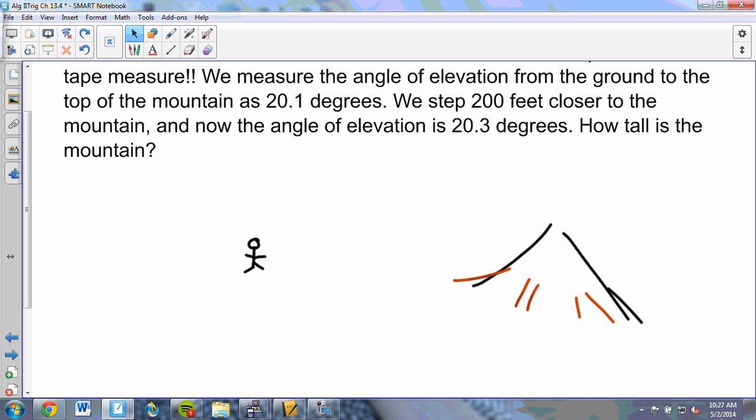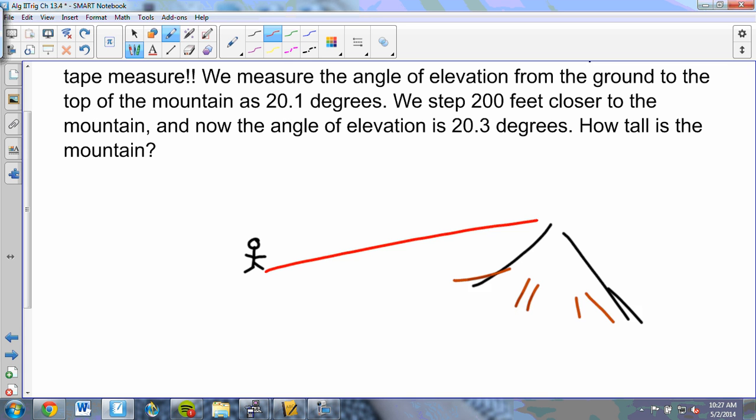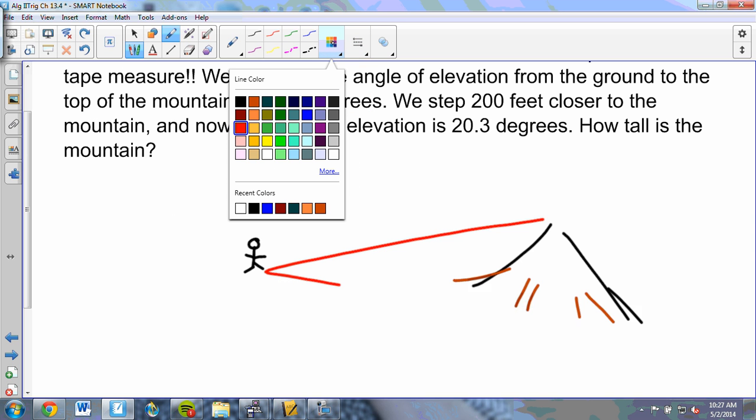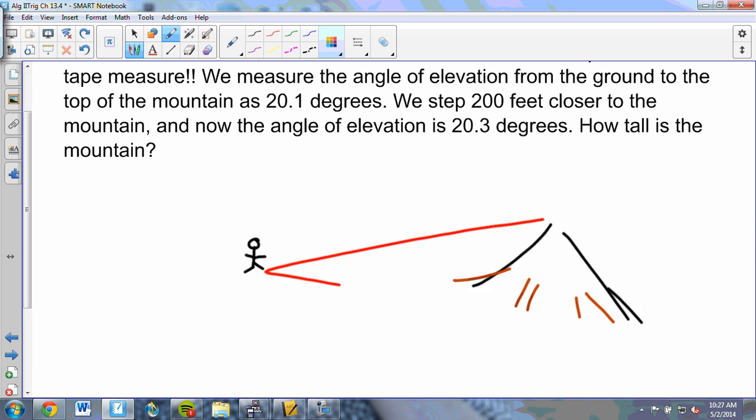We don't know how far we are from the mountain because you can't really do that, right? Measuring your paces from here to whatever mountain you're looking at is not easy or accurate or worth doing. But what I can do is measure the angle from the ground to the top of the mountain. Let's say that this angle here, I'm going to write this real small, is 20.1 degrees.